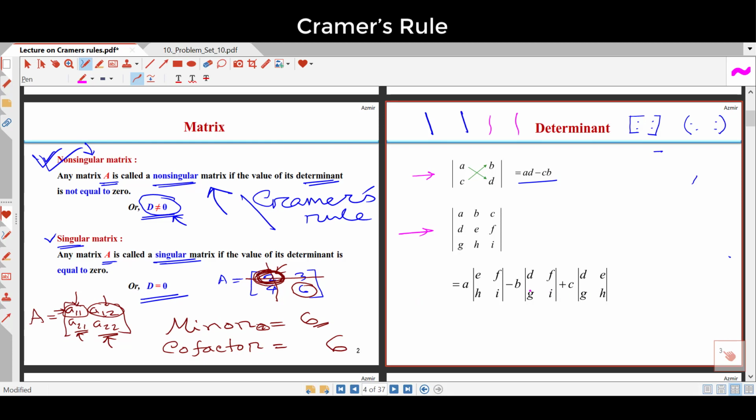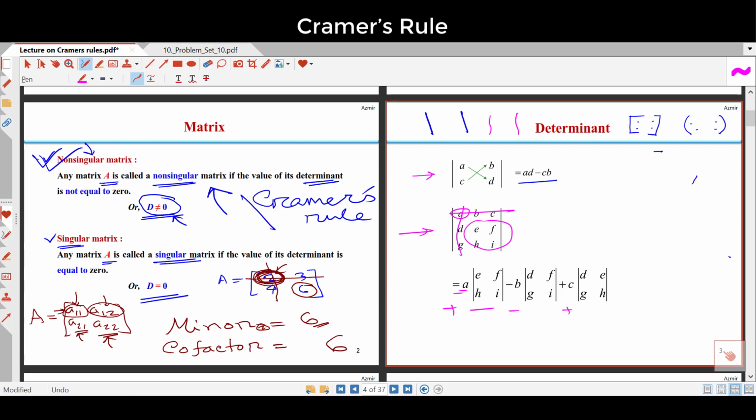So for any 3 by 3 matrix, if you are going to find the determinant, use this pattern: plus, minus, plus. You can directly write this because you already know how to find the cofactor. But if you want to describe, you can also explain, no problem. So have a look how to find the determinant. First of all, a times its minor, that is e, f, h, i. You can see here, that is you are going to find the determinant.